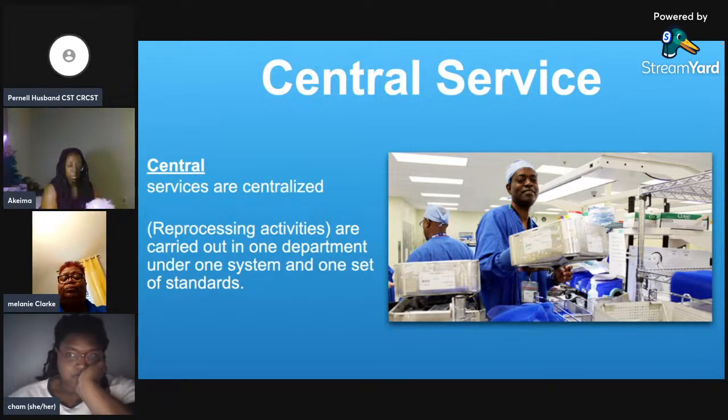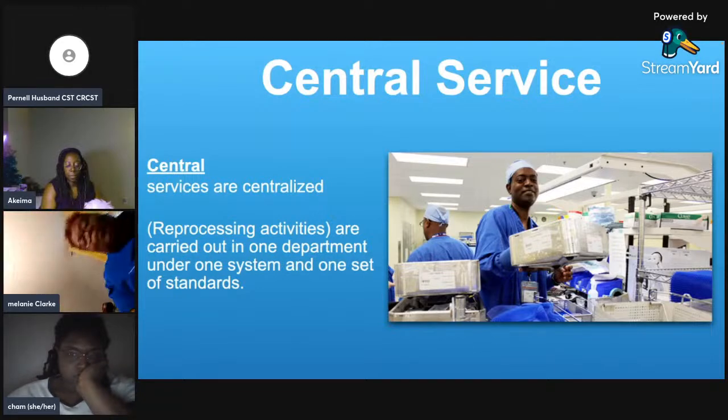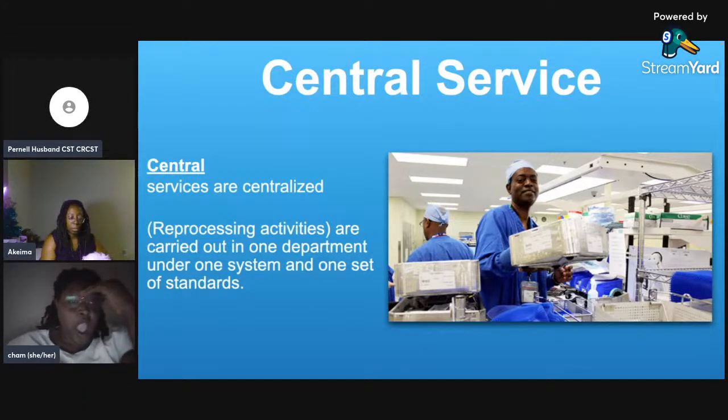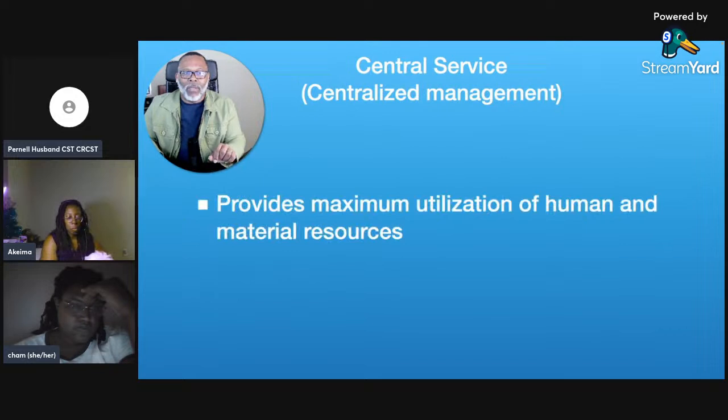So the reprocessing activities, taking care of the instruments, those 95% of surgical instruments that are reused, that need to be properly cleaned, sterilized, so on and so forth, those services are centralized in one department under one system and one set of standards. We don't have a situation where every department that uses instruments is taking care of their own instruments. These services are centrally located and provided for.